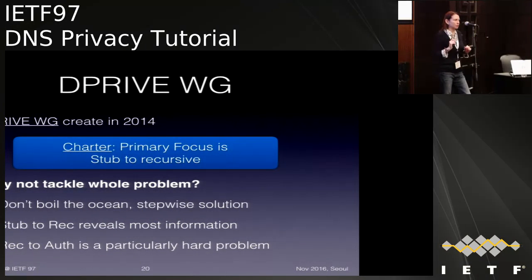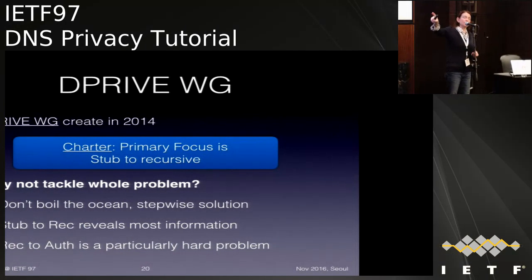And there were various reasons for this. Two I'll summarize are, one is that that stub to recursive stage leaks the most information. So if you can tackle that, you're going a long way towards helping end users. Secondly, the recursive to authoritative stage is quite challenging when you come to think about how you're going to do authentication of connections in that environment.